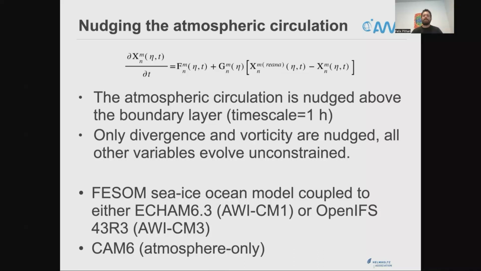In this case study, we used two versions of the AWI climate model, which is the FESOM sea ice-ocean model coupled either to ECHAM or the OpenIFS. We also have some results from CAM6, which is a slightly different nudging setup. CAM6 is not a spectral model, so we're nudging the wind components U and V instead of divergence and vorticity. CAM6 is run in an atmosphere-only setup without a coupled ocean, and is also nudging temperature above the boundary layer.